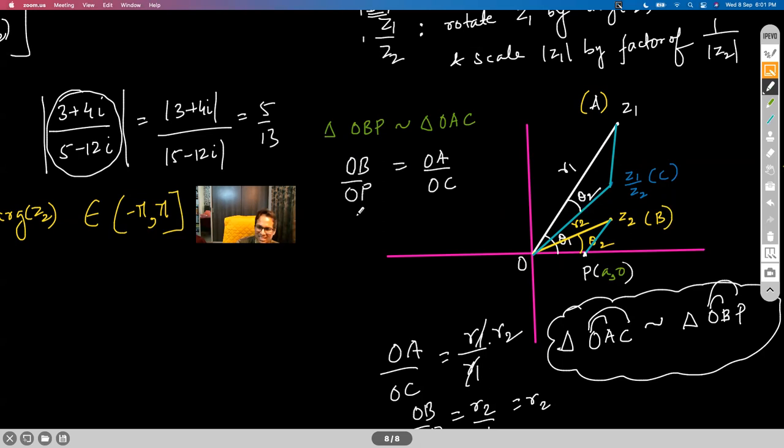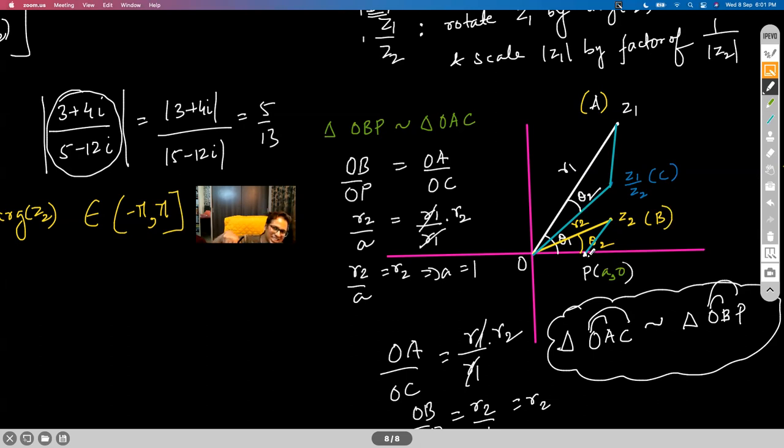OB is R2. OP I do not know as of now, so I'll put an A. OA is R1. OC is R1 by R2. So with R1 by R2, R2 will go on top, so it is R2 by A equals R2. So what should your A be? One only. So this point should have been 1, 0.